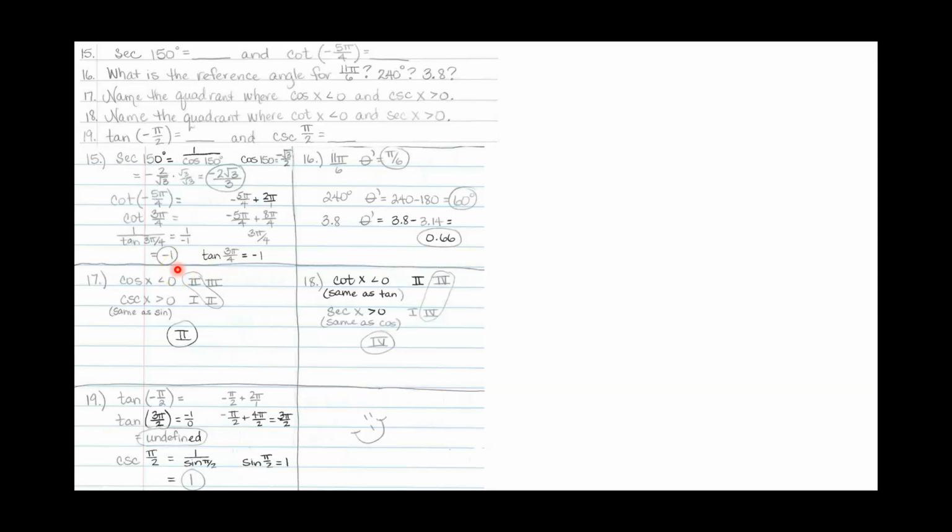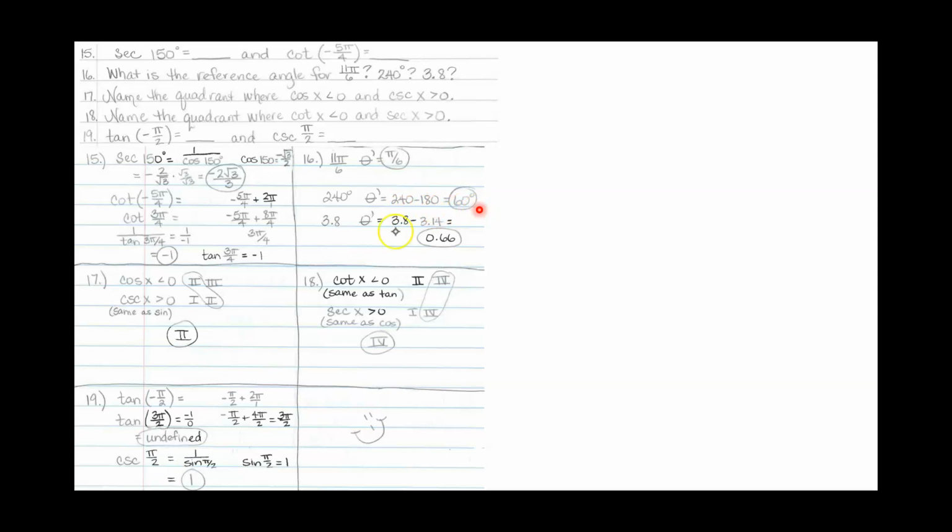All right, then for number 16, what is the reference angle for a couple of these? Remember that if you have a pi over 4, a pi over 3, or a pi over 6 in your angle measure, that is your reference angle. So this one has a pi over 6 in it, so that is my reference angle. All right, then 240. 240 is in the third quadrant, and in the third quadrant we take our angle and subtract 180 or pi from it. So if we take 240 and subtract 180, we get our reference angle of 60.